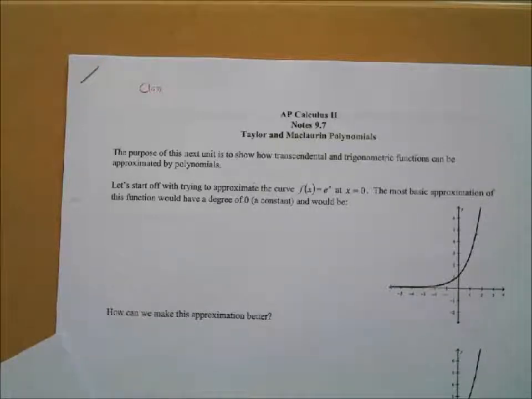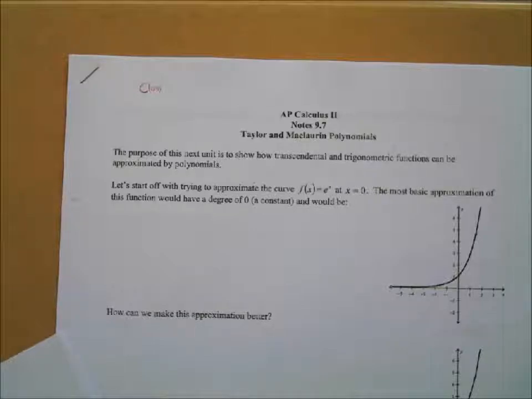So like I said, today we are looking at the Taylor. We're going to be looking at these new things, okay? This last section here, the purpose of this unit, I guess I'll just go ahead and read it here, is to show how transcendental and trigonometric functions can be approximated by polynomials, okay?